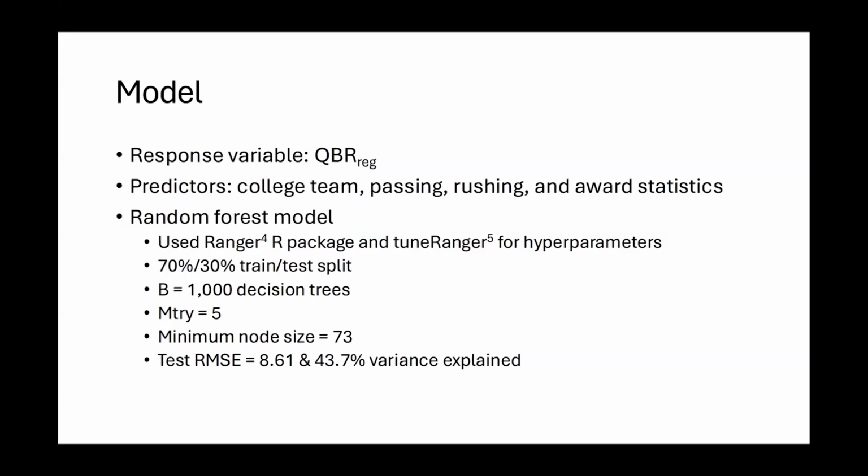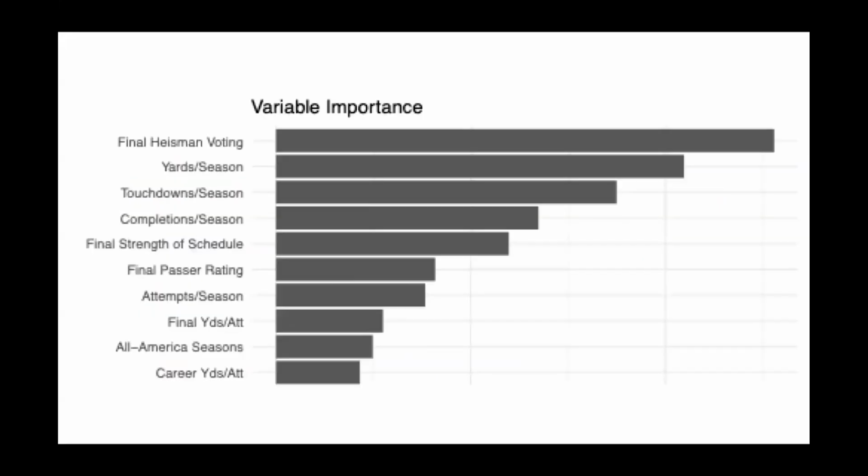We used the Ranger R package, which is a faster implementation of random forest, and we used the Tune Ranger package for the hyperparameter tuning. With a 70-30% training and testing split and 1,000 decision trees, we found that the ideal number of variables at each node was 5, and the ideal minimum node size was 73, with a test root mean square error of 8.61, and a little bit under half of the variance was explained.